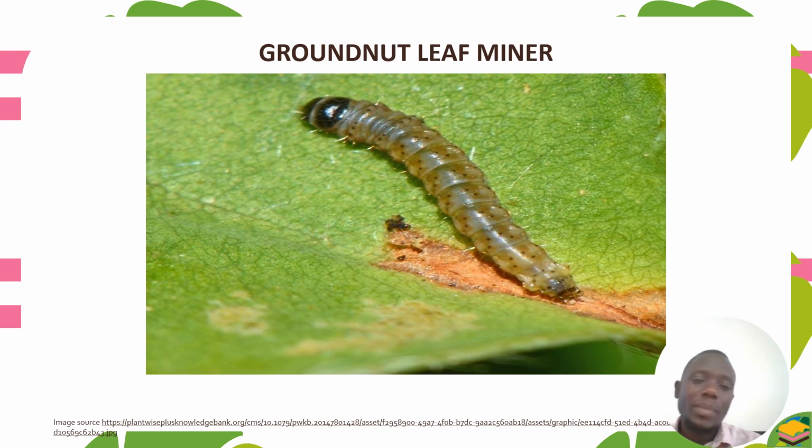So this is just a picture of how the groundnut leaf miner looks. You can see a dark head and prothorax. That's how it is.